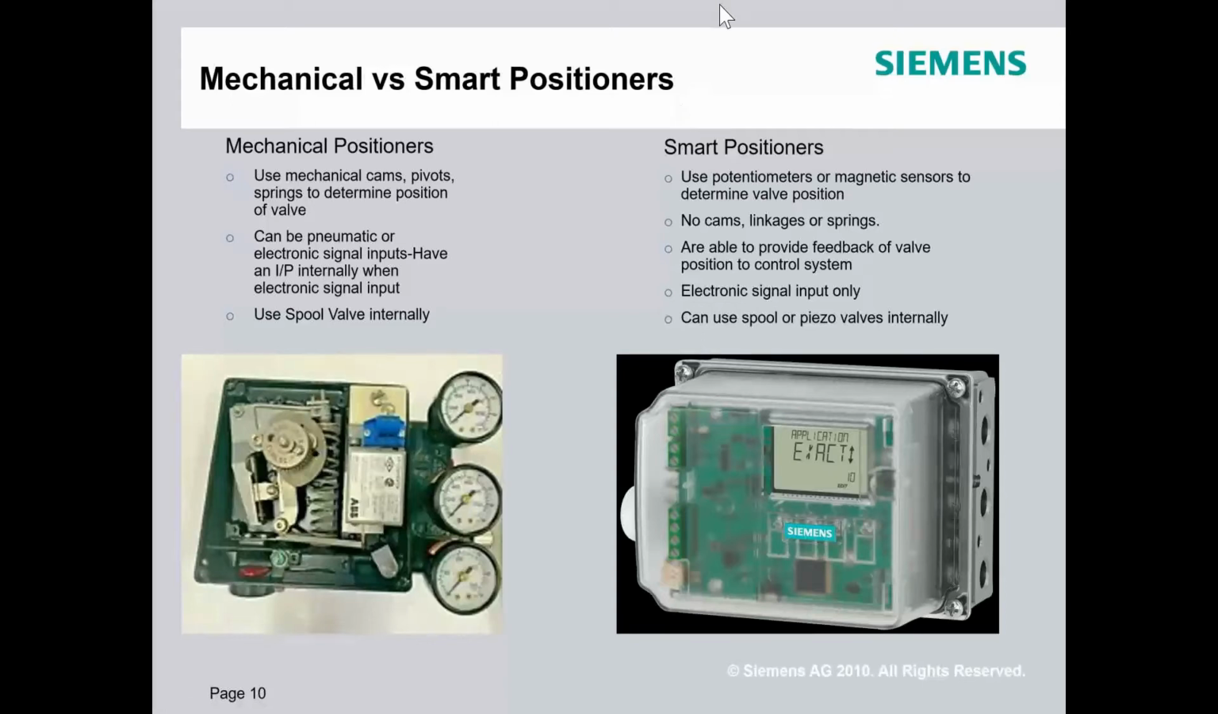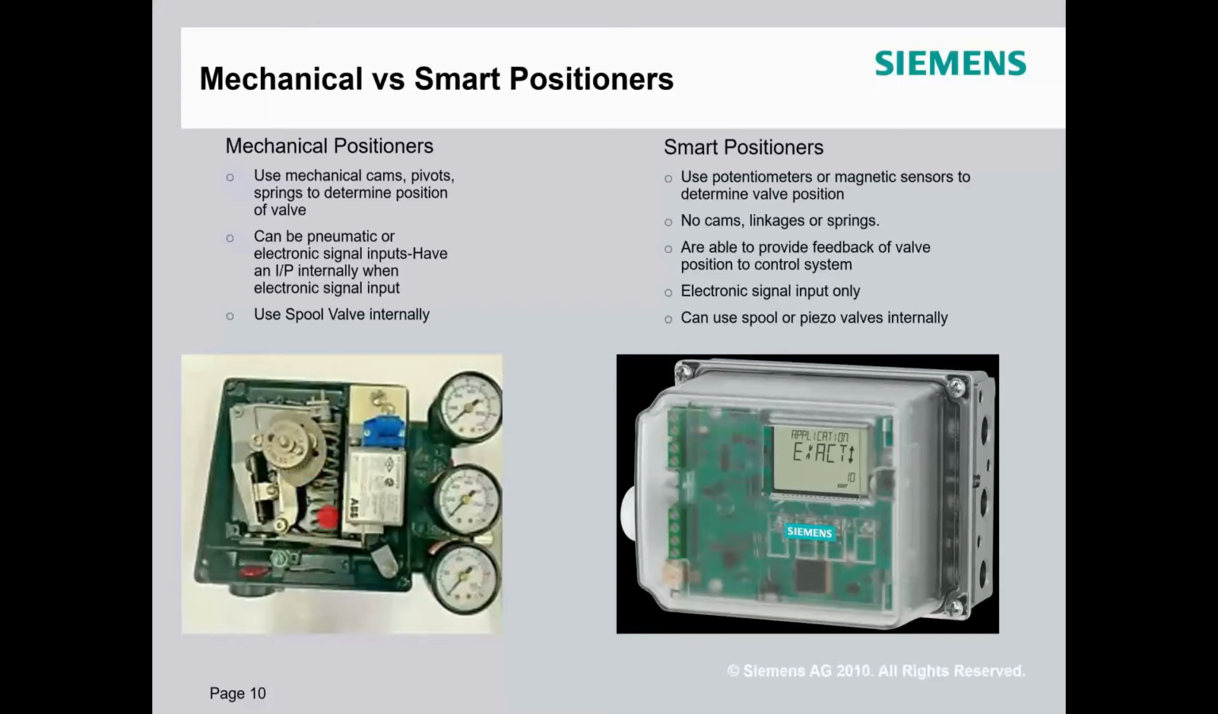So these mechanical positioners, which is what I just went through, our animation would be a mechanical positioner. And that's where positioners really first started. They use mechanical cams, and there are pivots and arms and springs, and it's force balance like I was talking about. This is an example of one. This is the 760 from Siemens. And you can see this one has an I2P right here where the 4 to 20 milliamp signal would come in, and our pneumatic signal comes out to push against this spring to make everything happen.